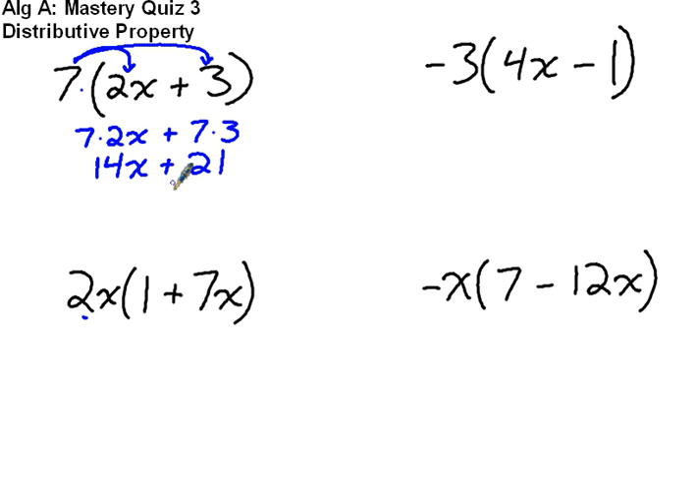Now, these two are not like terms because this one has an x and this one doesn't, so this one is completely finished. That is as simplified as we can get there. That is our answer for the first one.